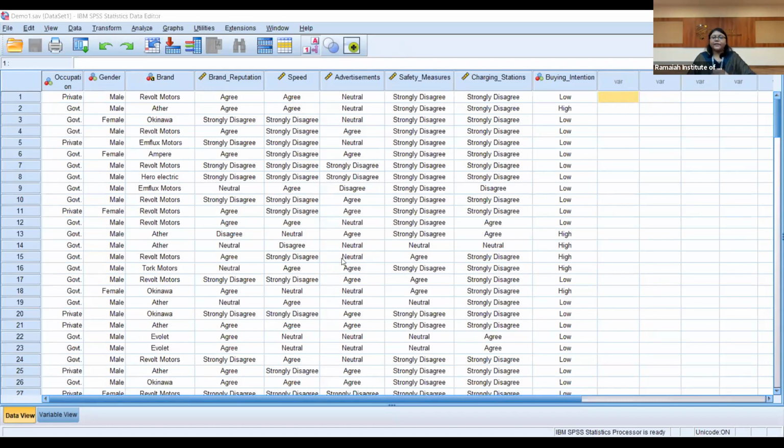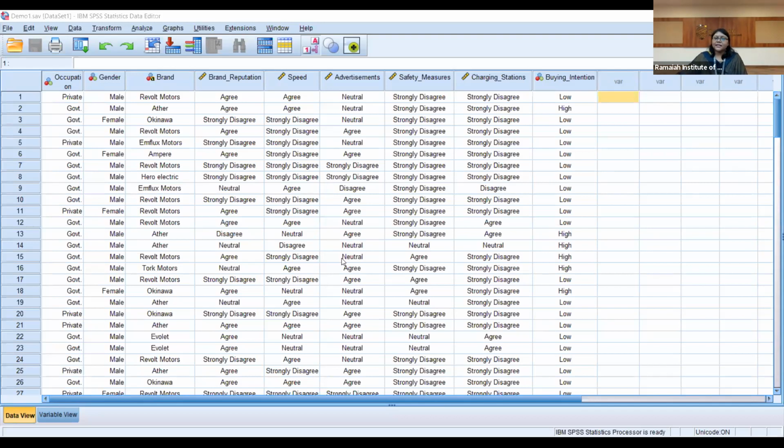Now in this case, I have taken an example on electric vehicles. This is a hypothetical data set that I have considered. On what basis do you go for buying an electric vehicle? I have taken three categorical variables, that is your occupation, gender, your buying intention, as well as the brand. That means the brand names. I have taken all the electric vehicle names, that is, according to them, what is the most preferred brand according to these persons.